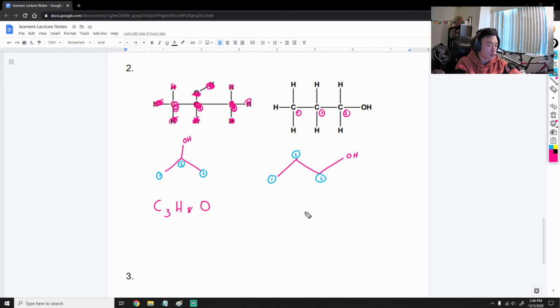O. This one right here, we have 1, 2, 3 carbons, so C3. For our H's, we have 1, 2, 3, 4, 5, 6, 7, 8, and then we have an O. So here the chemical formulas are exactly the same. But if you notice, the OH in the one on the left is connected to carbon 2, while on the one on the right it's connected to carbon 3. So these would also be an example of isomers.